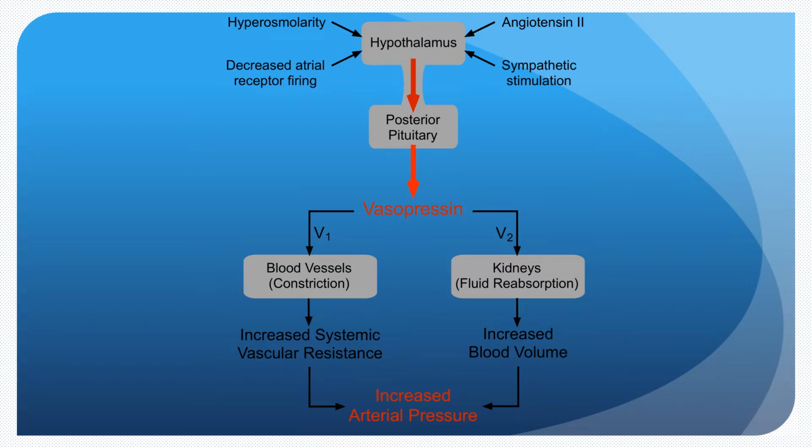Here's another diagram explaining it, but basically hyperosmolality or decreased arterial receptor firing or angiotensin II or sympathetic stimulation stimulates the hypothalamus, which stimulates the posterior pituitary to secrete ADH. This further acts on blood vessels and the kidney. It increases systemic vascular resistance and increased blood volume, which increases arterial pressure.